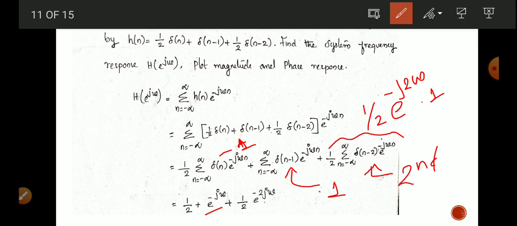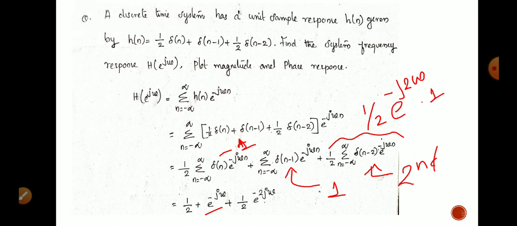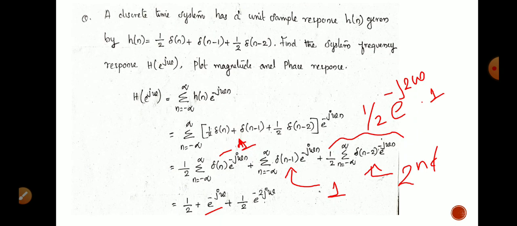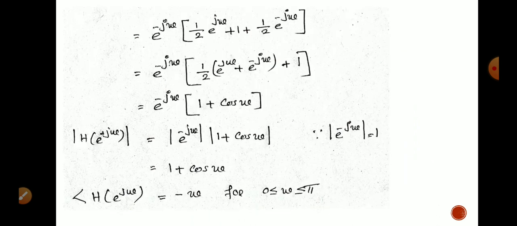So 1 by 2 e raised to minus j 2 omega. Then we get the equation as 1 by 2 plus e raised to minus j omega plus 1 by 2 e raised to minus 2j omega. Here we are taking e raised to minus j omega as common and taking it outside of the bracket. We can write this equation as e raised to minus j omega into 1 by 2 e raised to j omega plus 1 by 2 e raised to minus j omega.